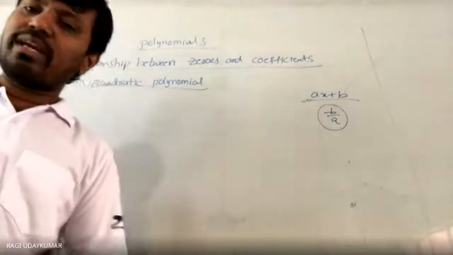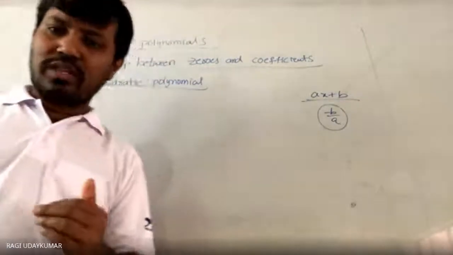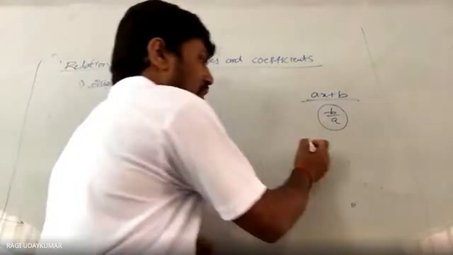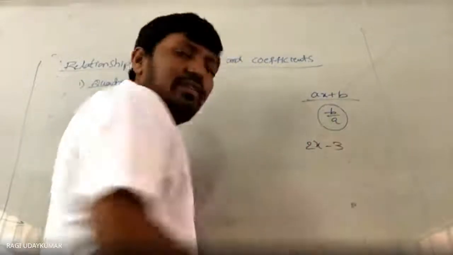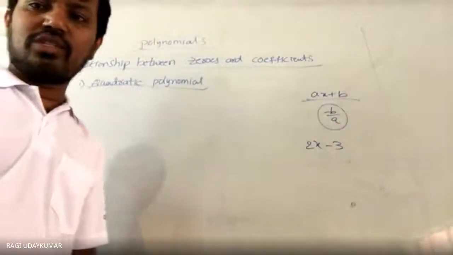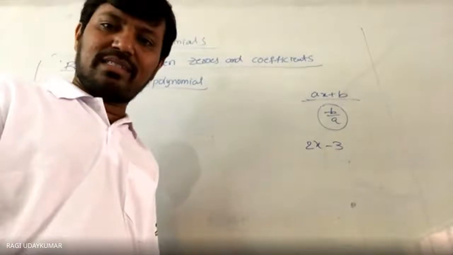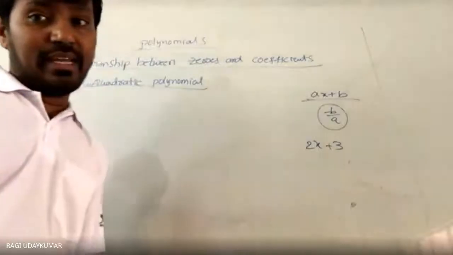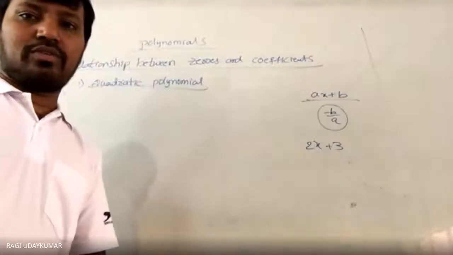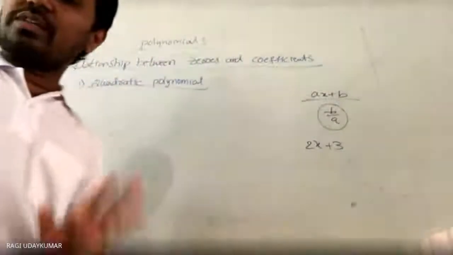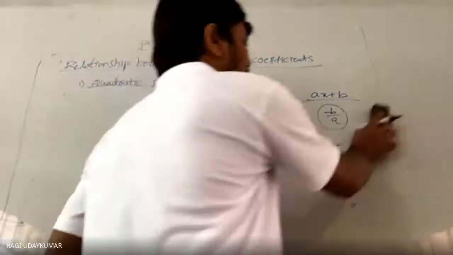Let me give you some more examples because all the students need to understand. Tell me, what is the zero of 2x minus 3? What is the zero of 2x minus 3? 3 by 2. And for 2x plus 3, minus 3 by 2. Very good. Like this, you can easily identify the zeros of a linear polynomial.